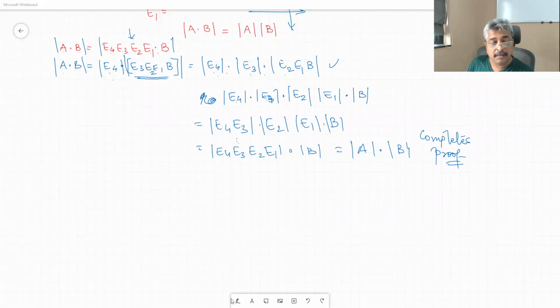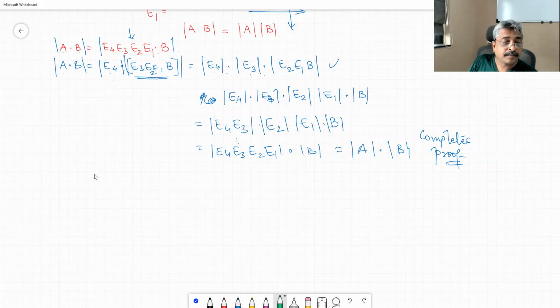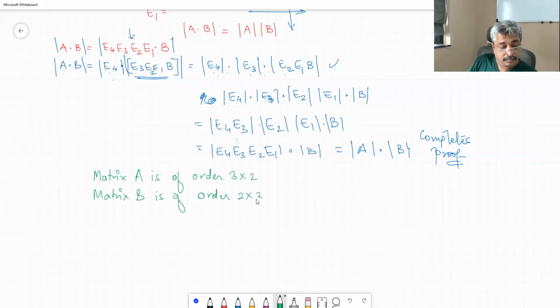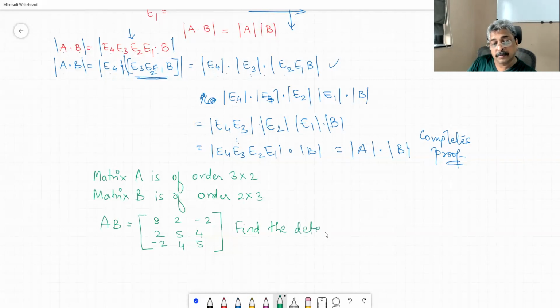Matrix A is 3 by 2. Find the determinant of BA.